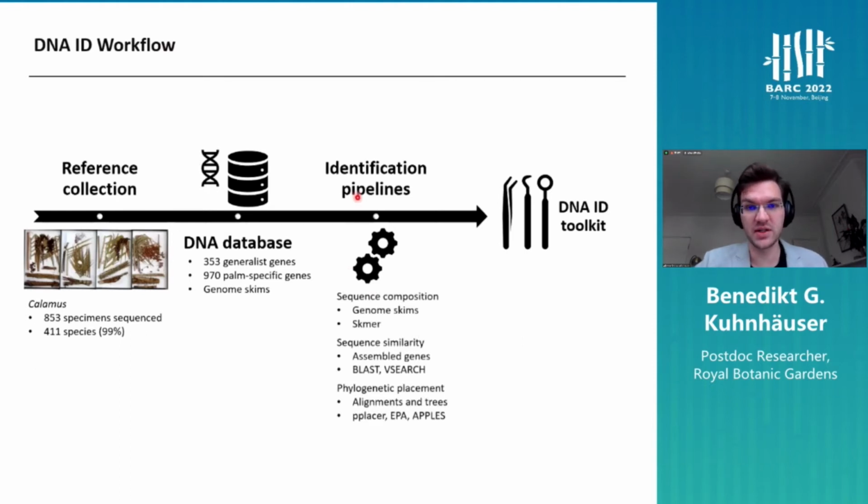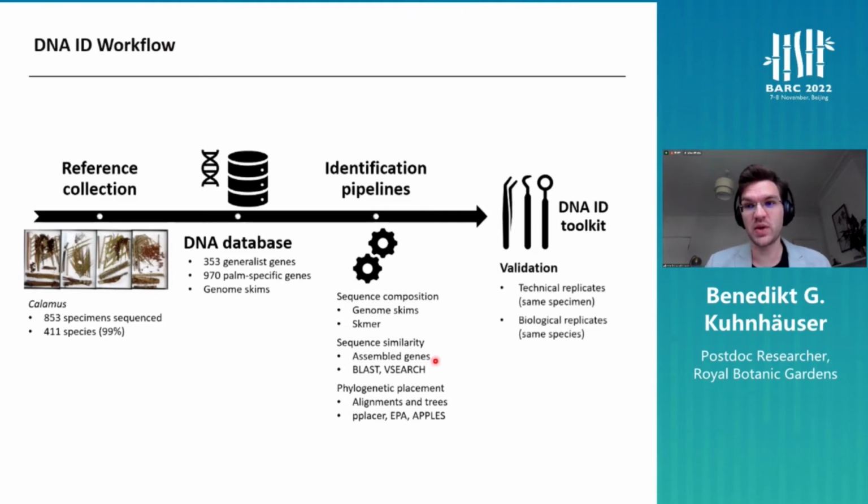Based on this, I'm building 3 different pipelines. I'm briefly mentioning them here, and then I'll come back to explain what they are. One is sequence composition methods, for which you use genome skims. The next one is sequence similarity methods, for which you need assembled genes. And finally, we have phylogenetic placement methods, for which you need alignments and trees. Based on all this, we take this together to build DNA identification toolkits.